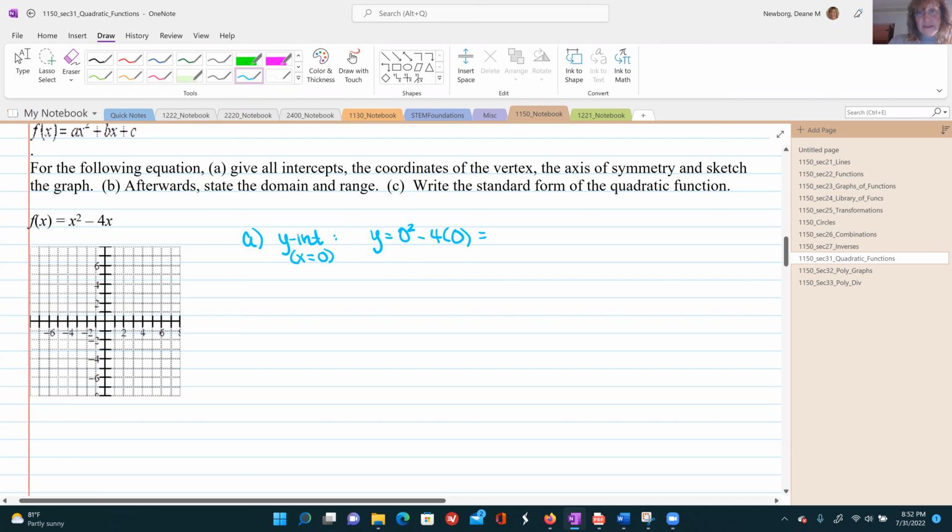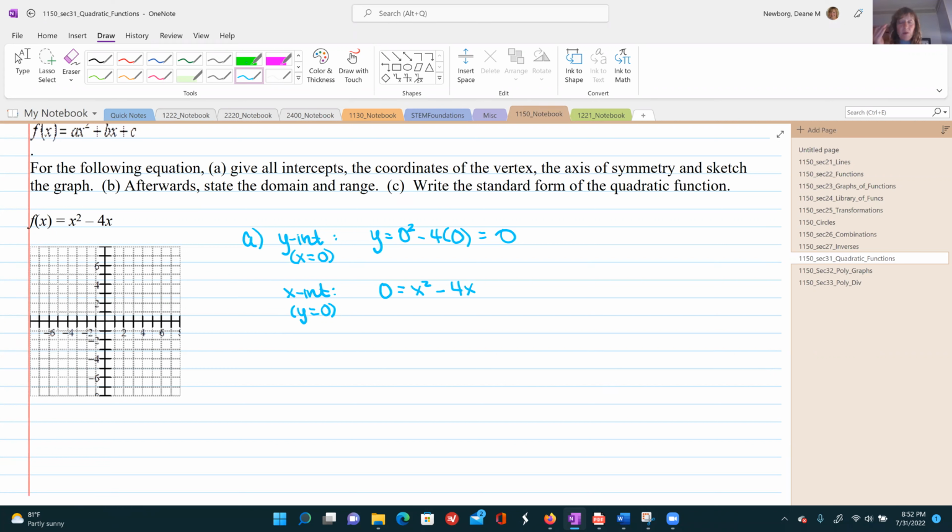Well, that's just 0 minus 0, which is 0. So that's the y-intercept. The x-intercept, we plug in y equals 0. But remember, f of x is just another name for y. So we put a 0 in where the f of x is. So on the left-hand side, 0 equals x squared minus 4x.